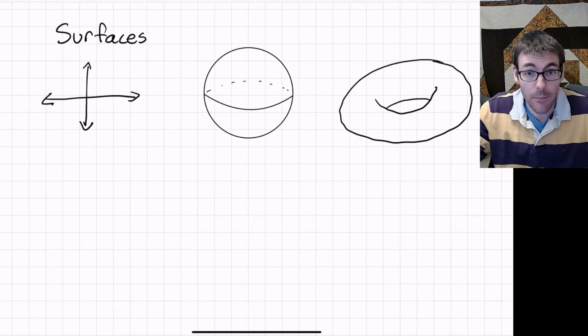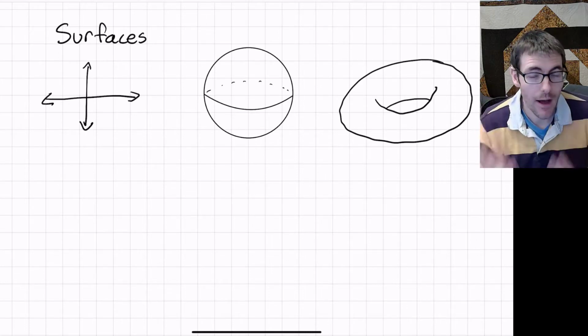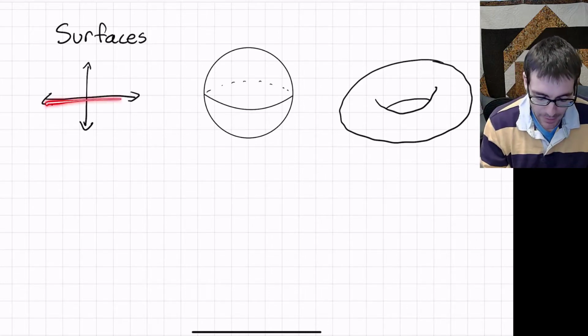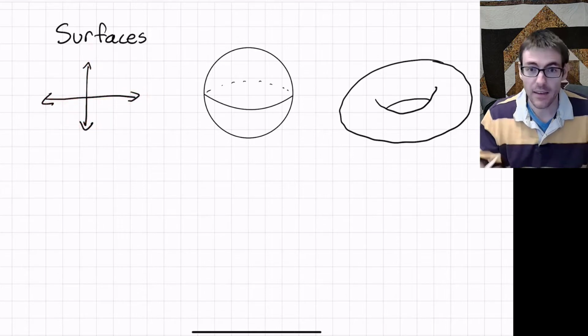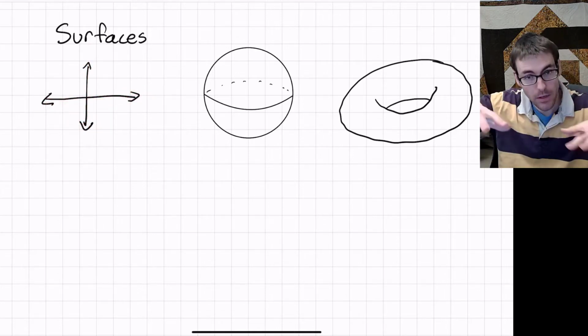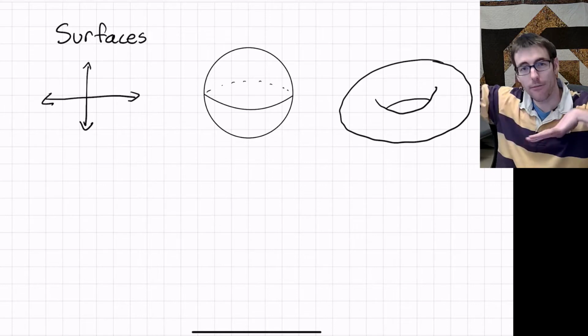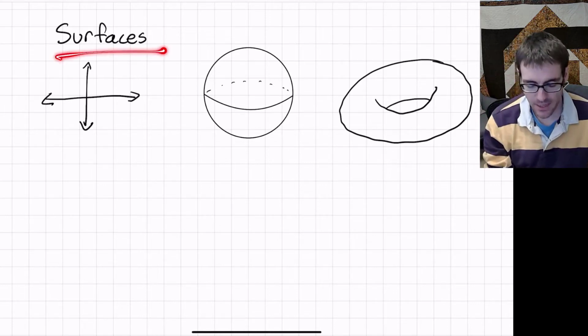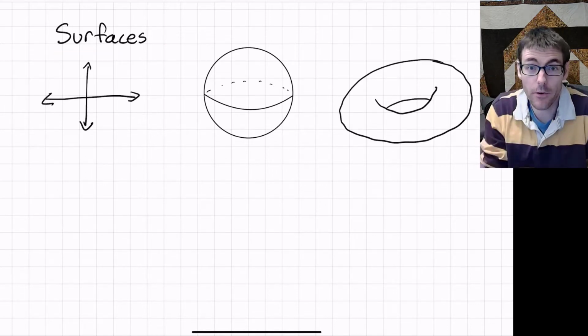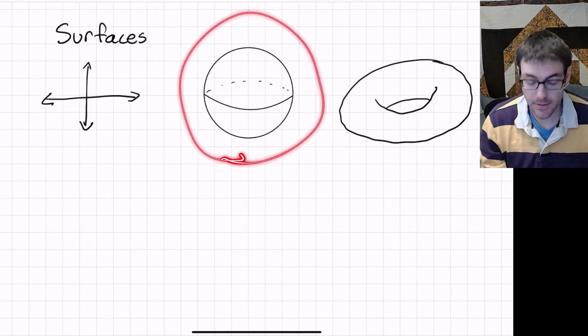All right, so we're talking about surfaces. So here are a few common examples. First up is the XY plane. If we take our traditional two-dimensional flat plane that goes off forever in all directions, that's a great example of a surface. Another fundamentally different surface is the sphere.